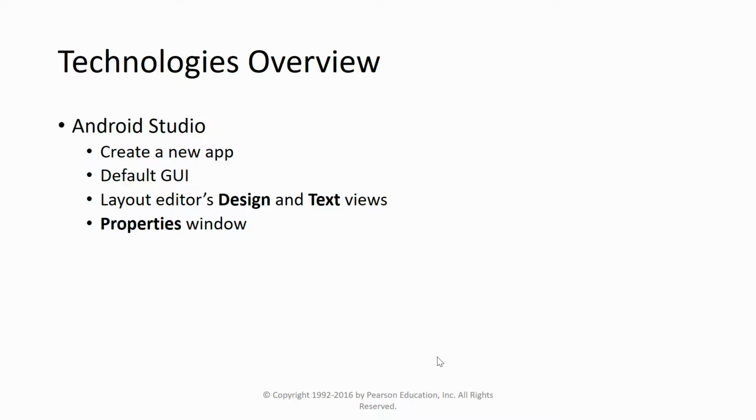So let's talk about it, the technologies overview. In Android Studio, we're going to create a new app. We're going to select the default and create the default GUI. We'll change some settings in the layout editor's design and text views, and we'll look at the properties windows.